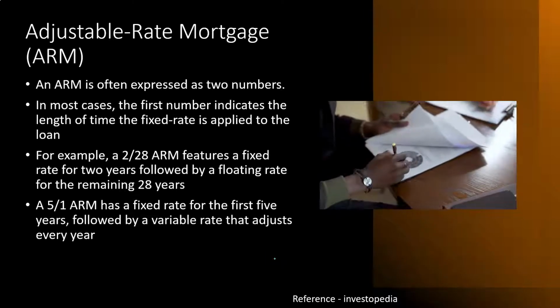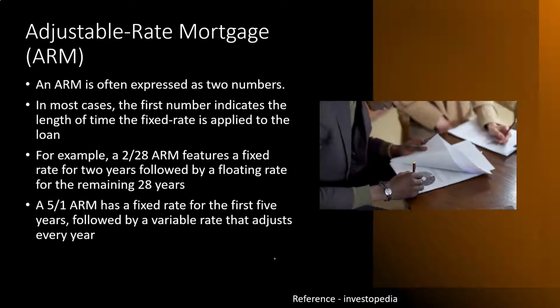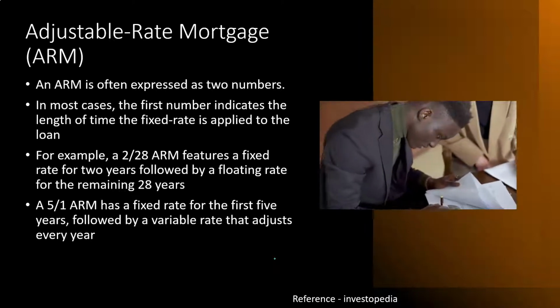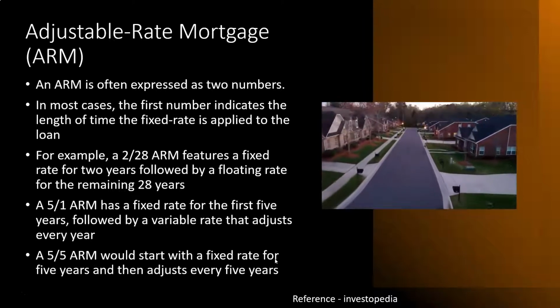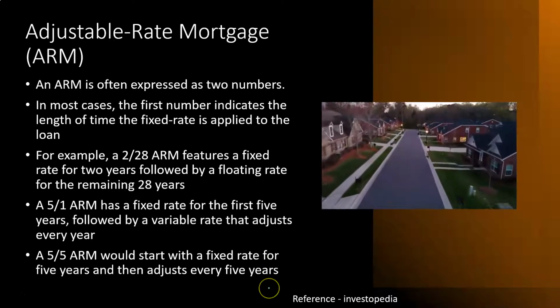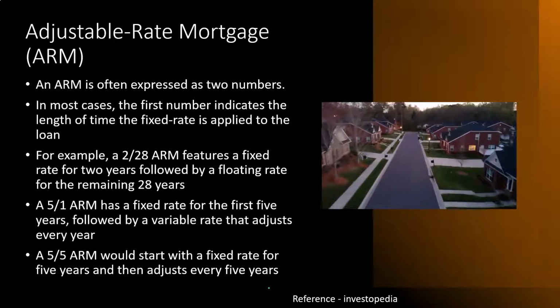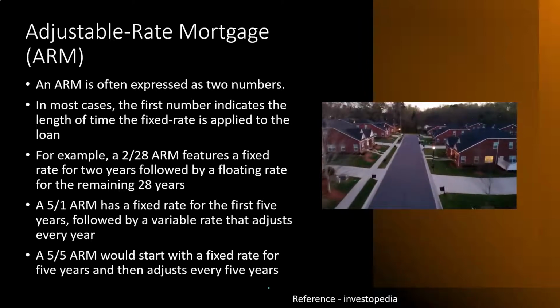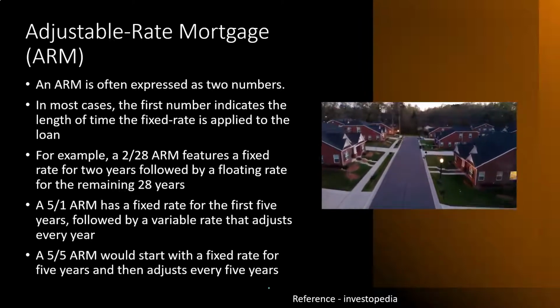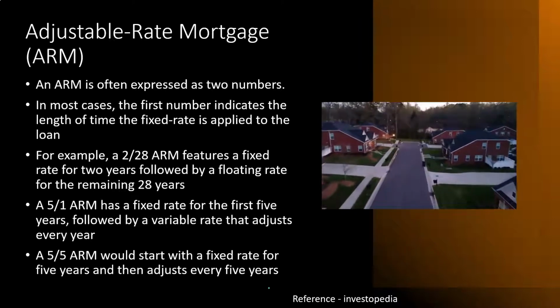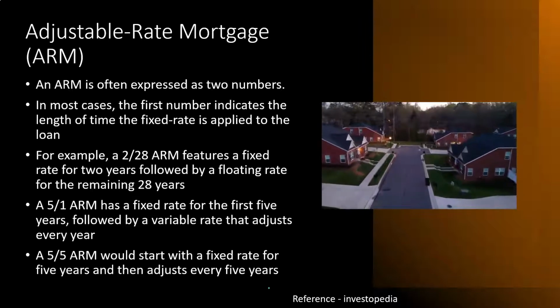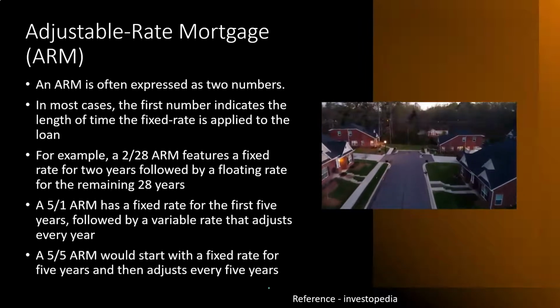A 5/1 ARM has a fixed rate for the first 5 years, followed by a variable rate that adjusts every year. A 5/5 ARM would start with a fixed rate for 5 years and then adjust every 5 years. So you can see how you can apply different kinds of combinations of when the fixed portion and the variable portion would apply. This can get a little bit confusing, of course, when you're trying to compare different loans.